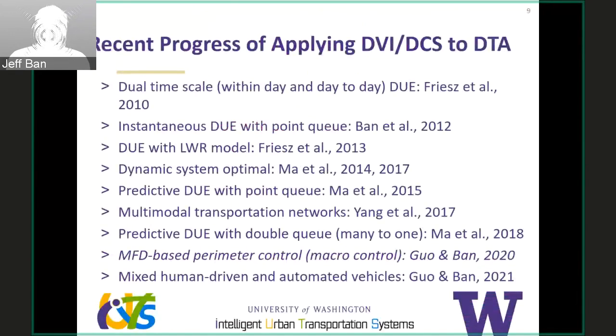I give a little bit more literature about what has been done recently. Starting in 2010, I think Terry has this paper about dual time DOE, and then in 2012 we have this instantaneous DOE with point queue models, and then there's more development after that. This paper I highlighted here, which we published in 2020, looks at the macroscopic view of the networks and then applies parameter control, but also tries to integrate the DOE principles into that. We try to combine the two together in this DCS framework.